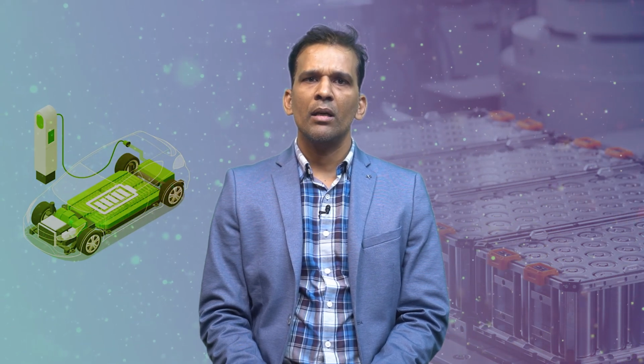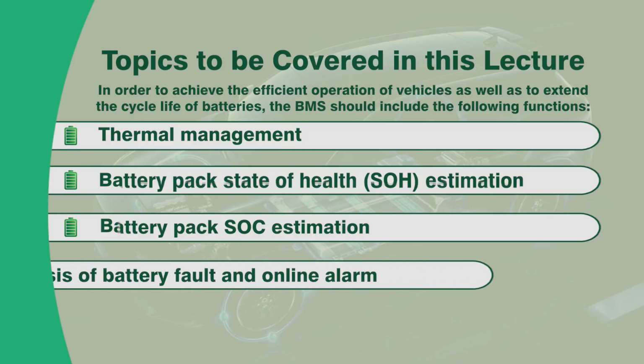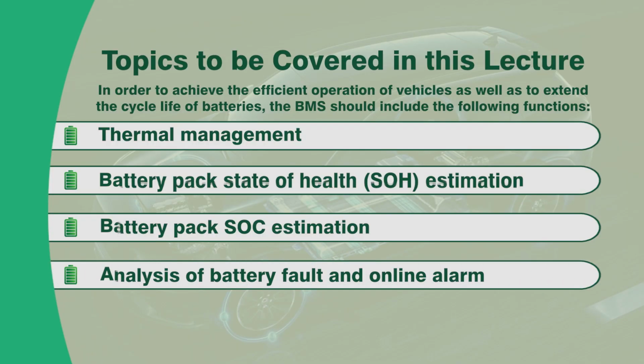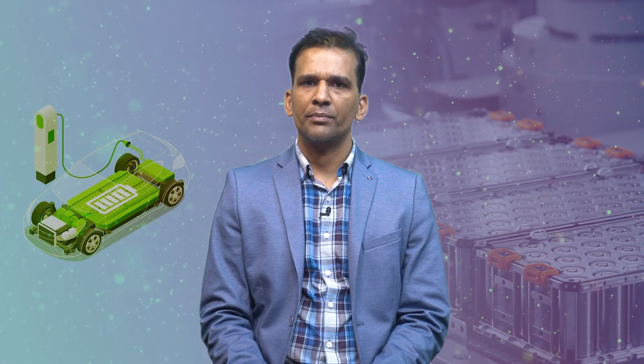Nowadays we have multiple ICs which can perform all those functions listed in this particular slide. Next is the analysis of battery faults and online alarm. No doubt we have to give an alarm system for the end users. The alarm is mostly given using a display. There are multiple ways to inform the user that the current state of the battery is in a faulty condition. So we have to analyze those faults and communicate with the display device appropriately.